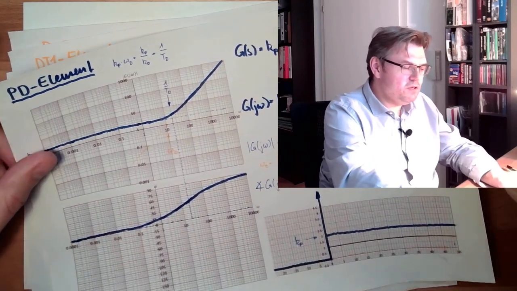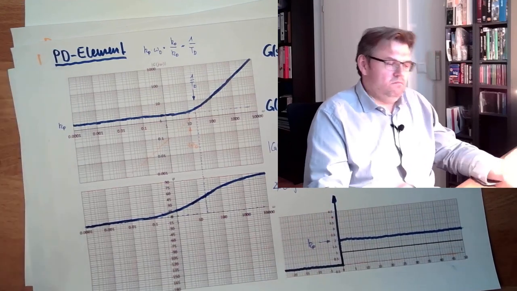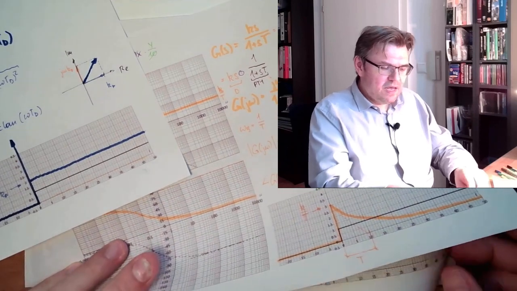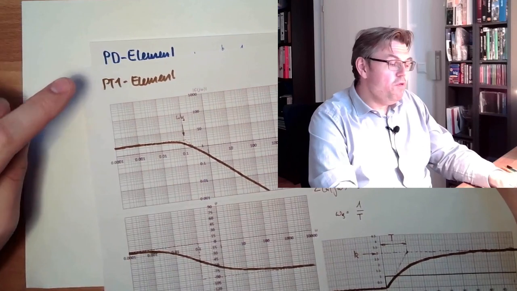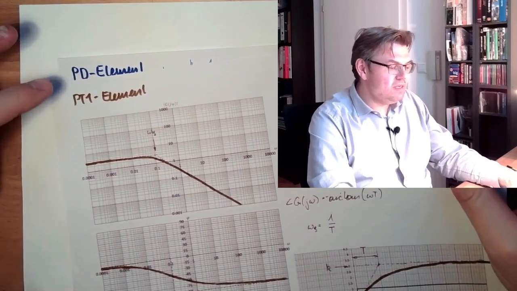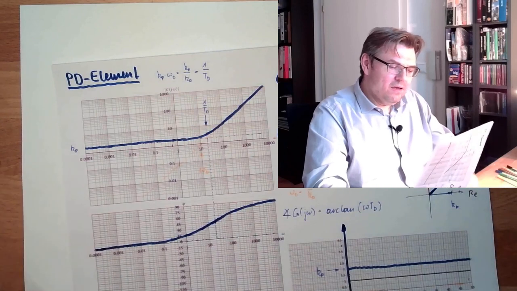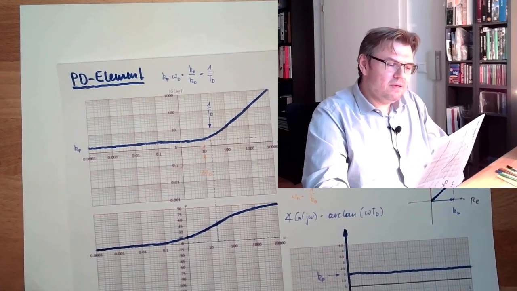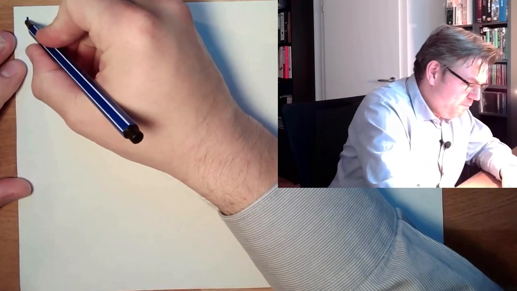Now we have pretty much the same situation with our PD element here that we made in one of the last videos. There's also this peak. So we are using the same approach. We are now putting together a PD element with a PT1 element. And the result is a PDT1 element. So we are trying to use a PT1 element to make it more realistic, and therefore we are producing the PDT1 element.